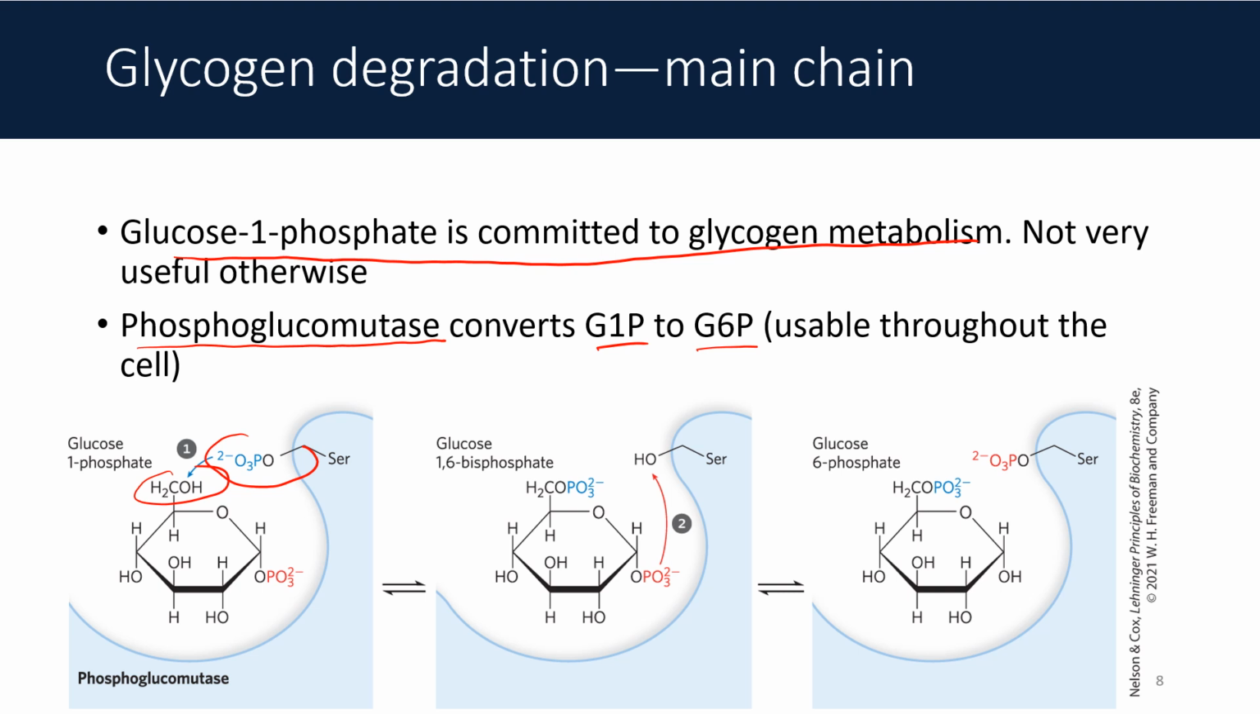And then we will regenerate our single active site serine by giving the phosphate on the C1 hydroxyl back to serine. So we end up again with phosphoserine in the active site, just like how we started, and we mutated G1P to G6P. Hence, it is a phosphoglucomutase.